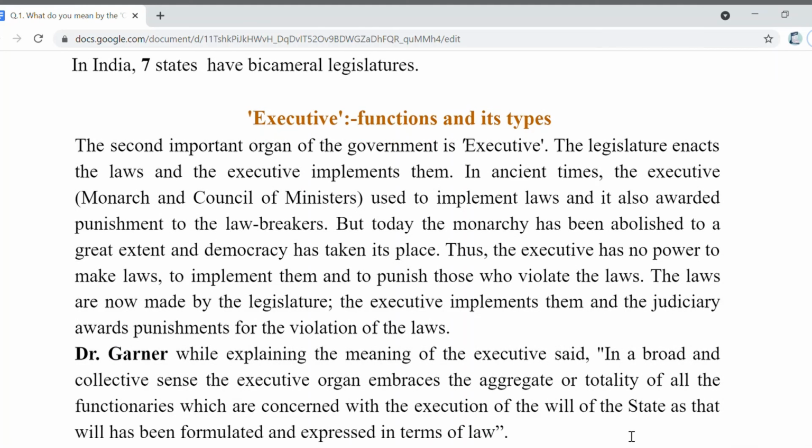Executive का role or function is that कि it implement the laws. ये second important organ है government का, and it enacts the laws and executive implements them. तो कैसे implement करना है उन laws को वो executive के अंदर आता है.